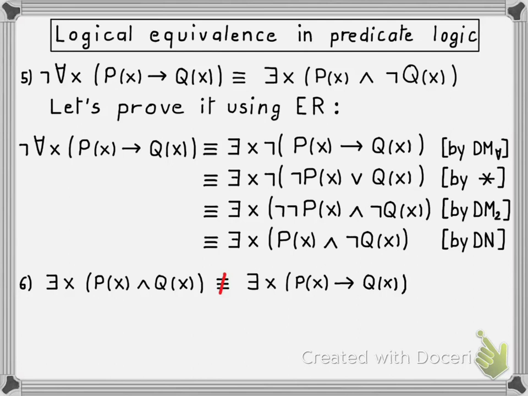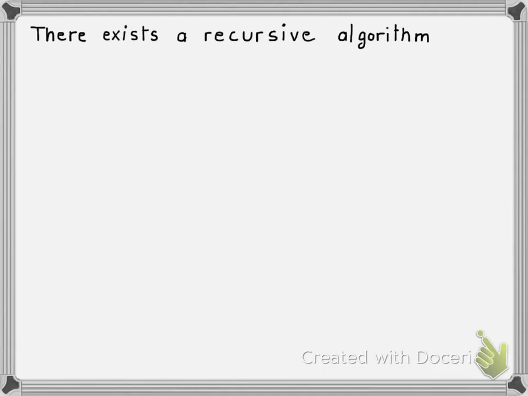Let me conclude this segment by giving you a piece of advice on how to translate from English to predicate logic. Let's say you're given a problem in one of your computer science classes and you infer that, yes, there exists a recursive algorithm to solve this problem. How would you translate this sentence into predicate logic?